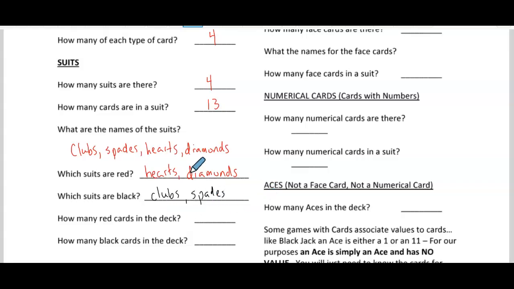Okay, so how many red cards are in the deck? Well, if we have 13 hearts and 13 diamonds, because there's 13 of each, that's a total of 26. That's half the deck. And the same thing with black, there's half the deck there as well. So 26 of each color.